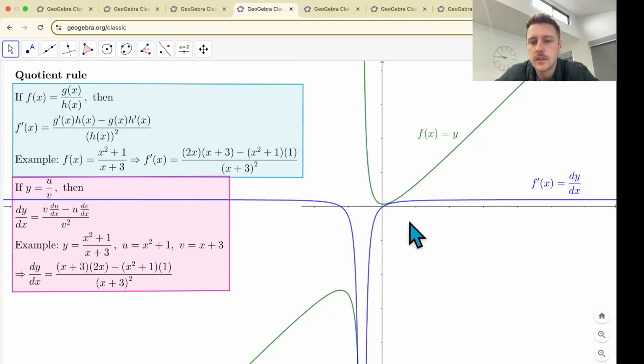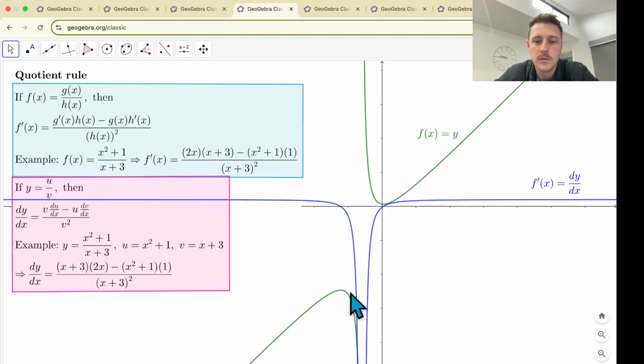And sure enough, this is the graph. So in green, we have our function f of x, which is x squared plus 1 on x plus 3. Interestingly, it has an asymptote at x equals -3. I encourage you to think about why that's the case.